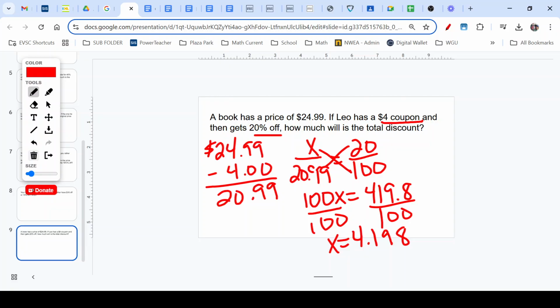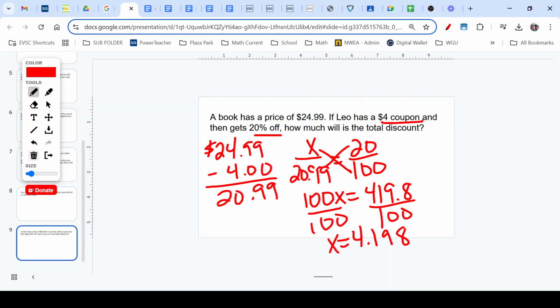So I have a discount of $4 and a discount of $4.20. To figure out the total discount, I'm going to add these two together, which gives an overall discount of $8.20.